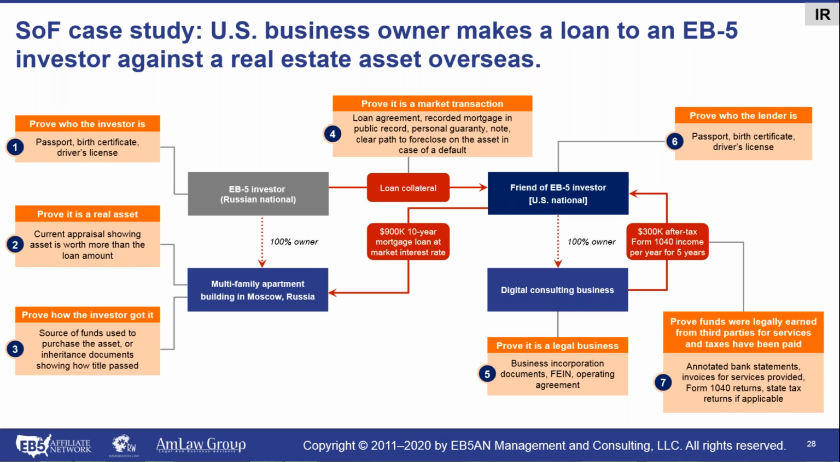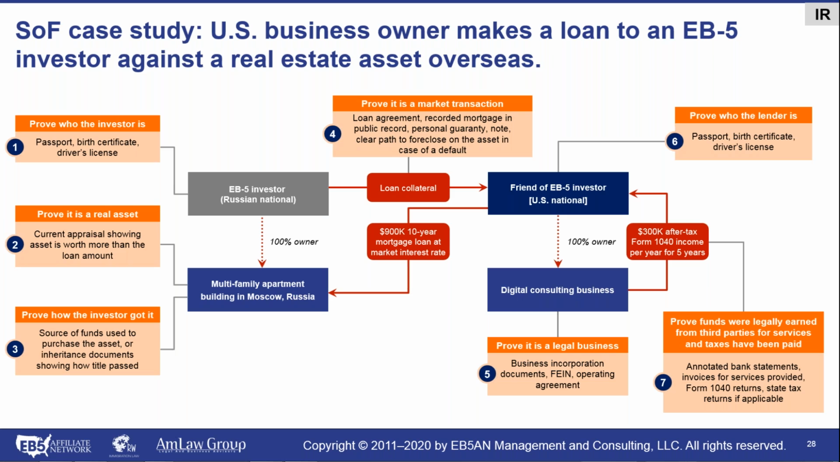We want to be able to prove that the apartment building is worth at least $900,000. Otherwise, you wouldn't loan 900 on a building worth 300. So a current appraisal showing that it's actually worth more than 900. And then you also need to show how this investor got that building. Did they inherit it from one of the parents? Did they buy it many years ago and it's gone up in value?